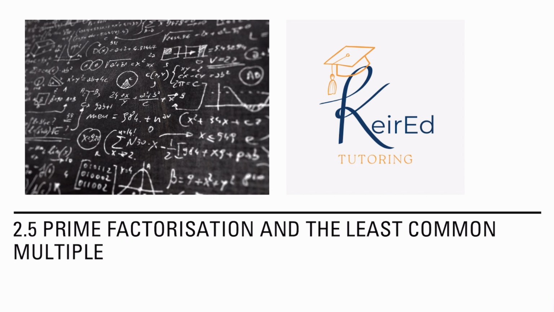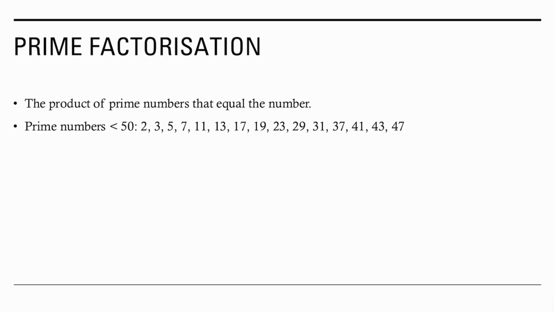This one is going to extend from the last video and it's going to be on prime factorization and the least common multiple. So we're going to be looking at composite numbers and then finding prime numbers that are factors of those using a couple of different methods. So prime factorization in essence is just the product of prime number factors that end up equaling that number.